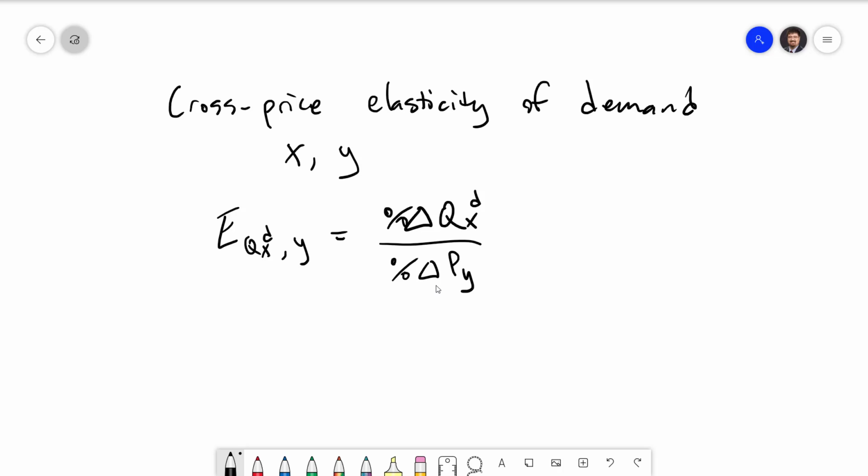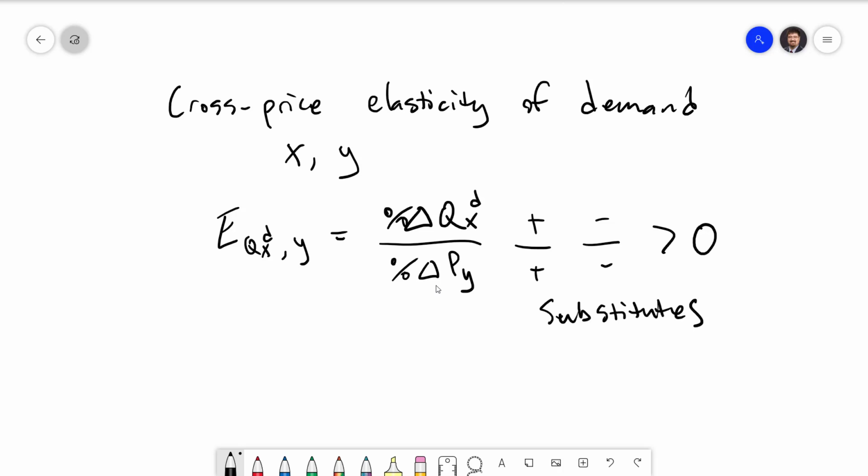Recall that goods can either be substitutes or complements. The cross-price elasticity of demand will inform us of that. If the price of Y and the quantity demanded of X move in the same direction, they're either going to be both positive or both negative. Either way, that's going to give us a positive cross-price elasticity of demand. When this happens, we have substitutes.